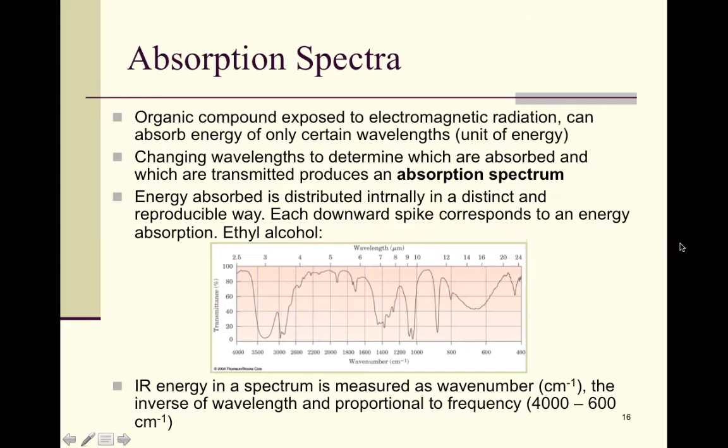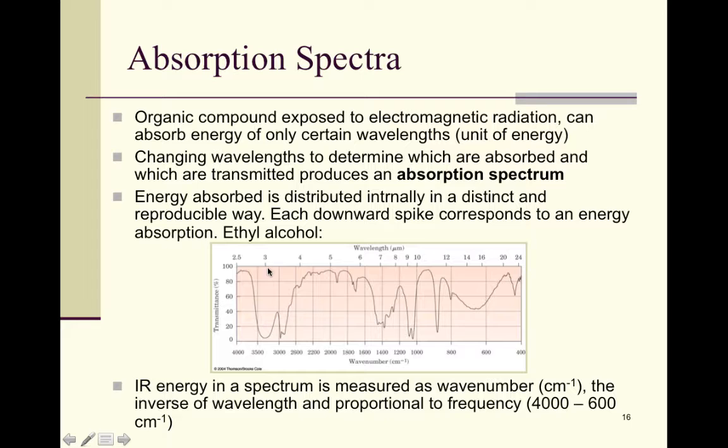We can't see any of these other waves, but we can have other things that can detect them. Absorption spectra. Organic compounds exposed to electromagnetic radiation can absorb energy of only certain wavelengths. Changing the wavelengths to determine which are absorbed and which are transmitted produces an absorption spectrum. Energy absorbed is distributed internally in a distinct and reproducible way. Each downward spike corresponds to an energy absorption. This example is ethyl alcohol.